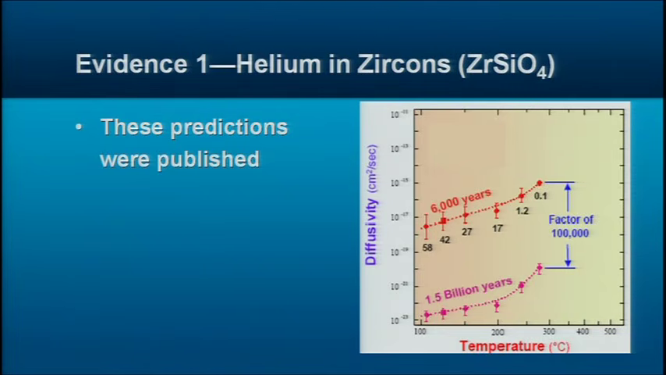And so we published this prediction on this graph, which is temperature versus leakage rate. Diffusivity is just a fancy term for leakage. Okay? You can see that from that table I showed you before of the different depths and different temperatures, you can see the top one there is the 6,000 year line. That's how fast the leakage would have to be if all that helium leaked out in only 6,000 years. But if it leaked out in 1.5 billion years, it would be a lot slower, so that's further down in the graph. And the factor of difference is 100,000, okay?